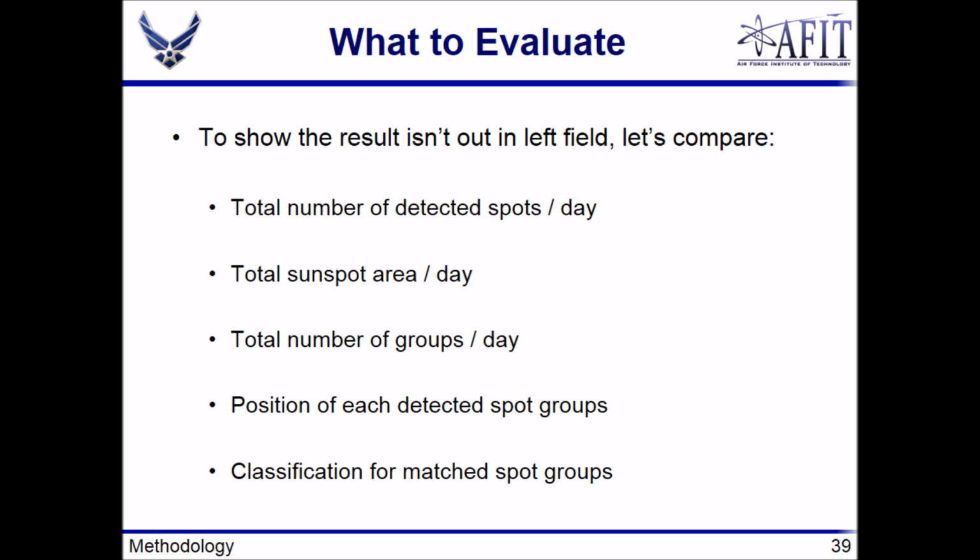So what do I want to evaluate with this? I want to look at the number of detected sunspots per day, the total sunspot area, the number of groups, the position of each of the sunspot groups that I found, and then the classification for each of those matched groups. And the reason we do this is just to make sure that, hey, I don't want results that are out in left field. I want to make sure that what I have is appropriate and makes sense with what other people are saying.